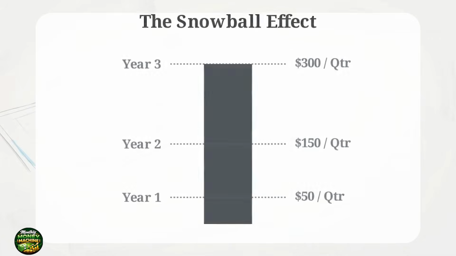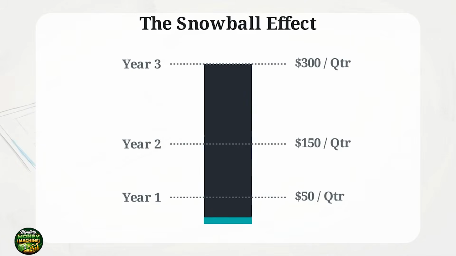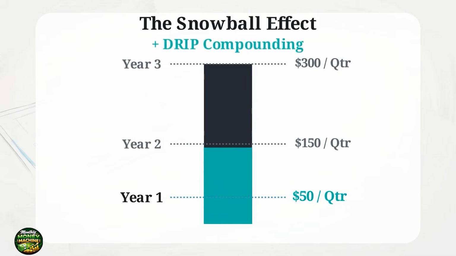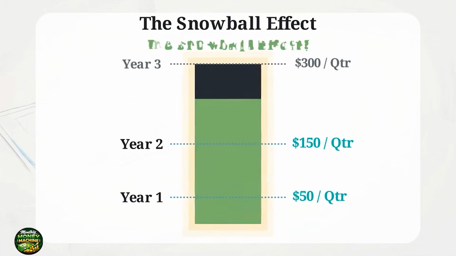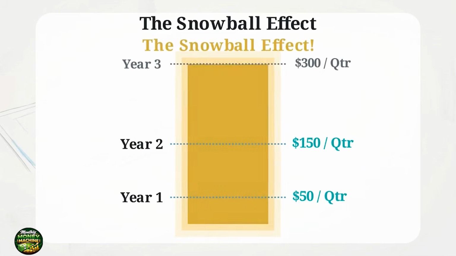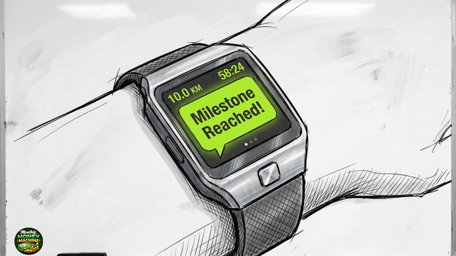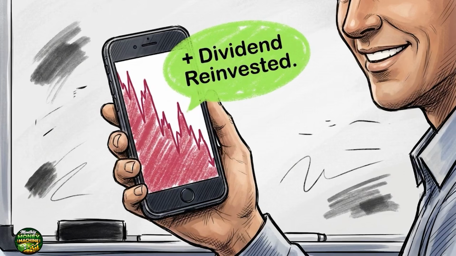Watch how this scales. Your first goal in year 1 is generating just $50 a quarter. By year 2, active DRIP compounding scales this to $150. By year 3, targeting $300 makes the compounding snowball visually undeniable. Tracking these quarterly micro-milestones provides an essential feedback loop. When you see your income rising every 3 months, you build the discipline to hold your assets through market cycles.